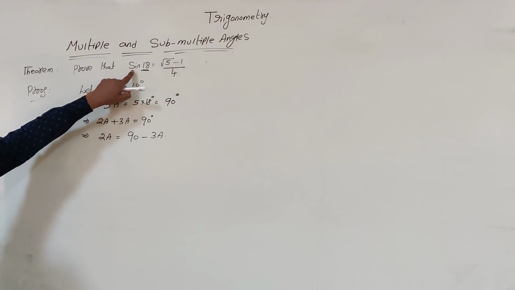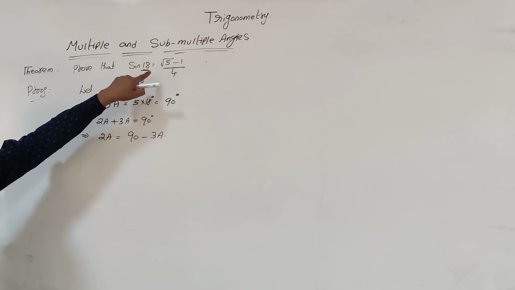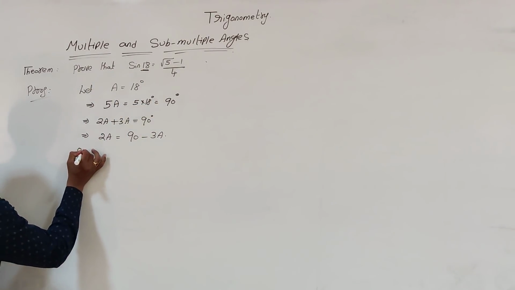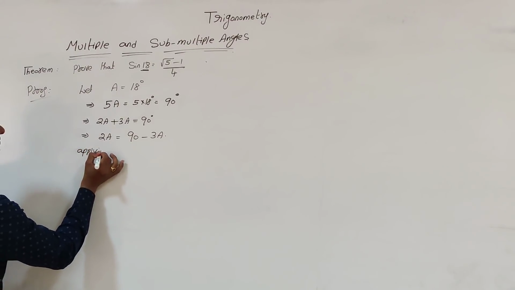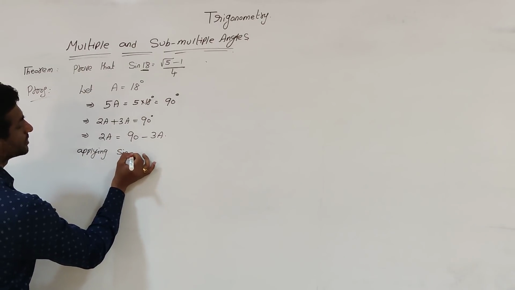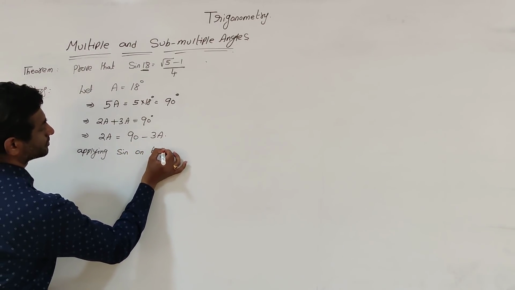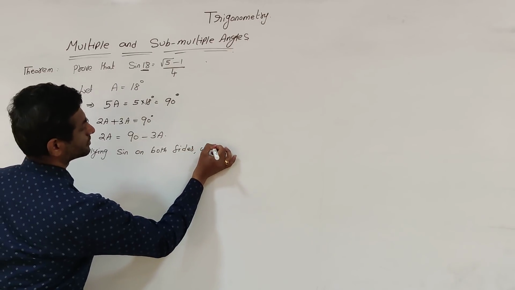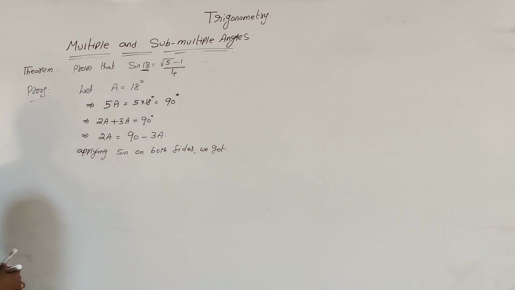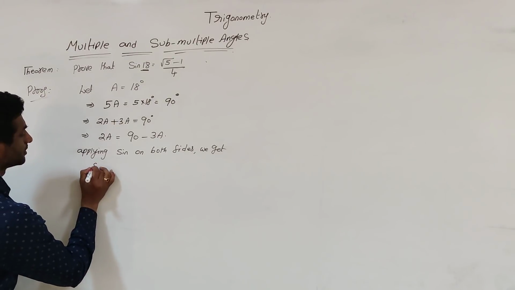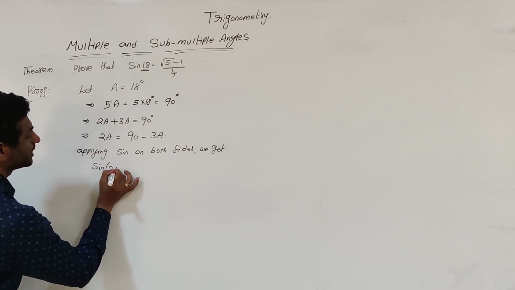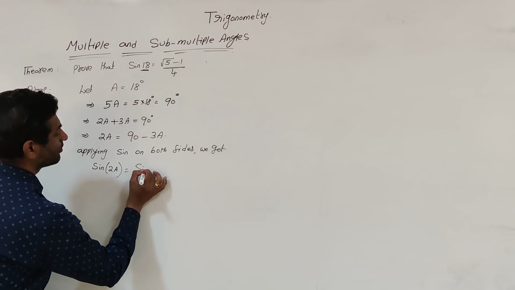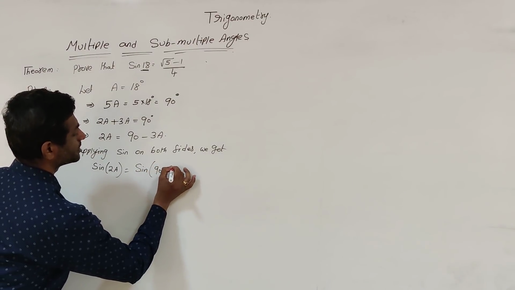Now as we are asked to find out what is sin 18, applying sin on both sides, we get sin of 2A is equal to sin of 90 minus 3A.